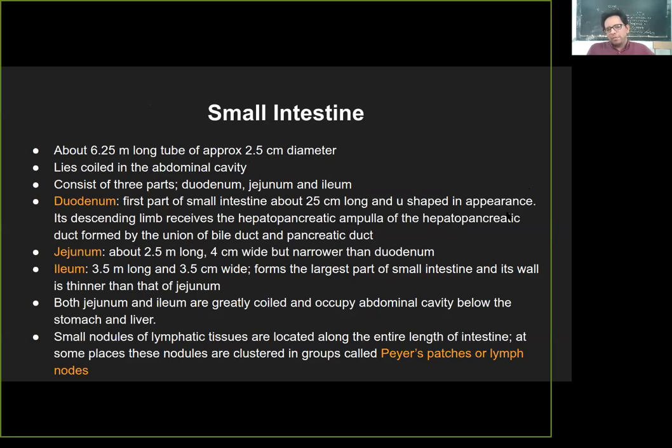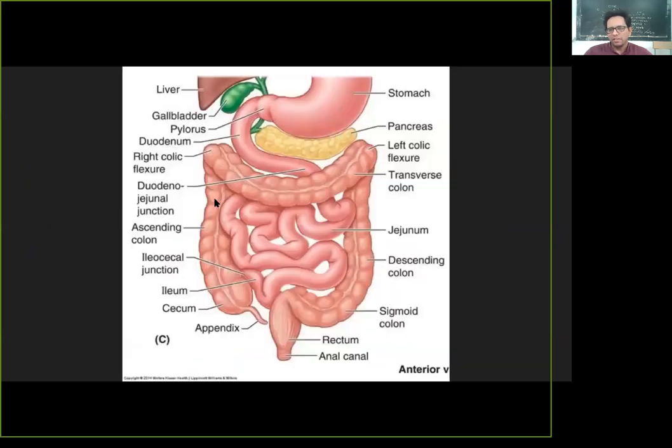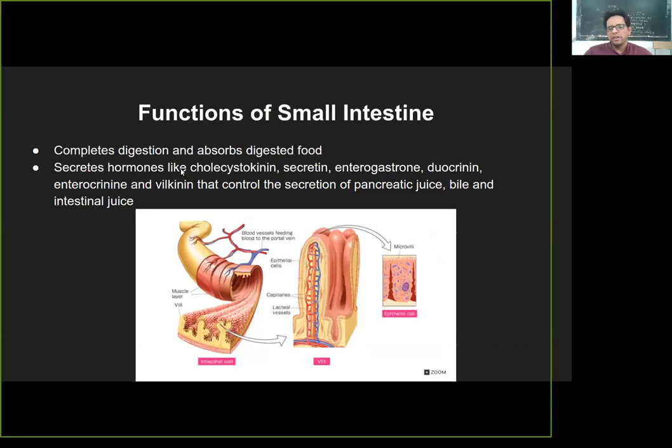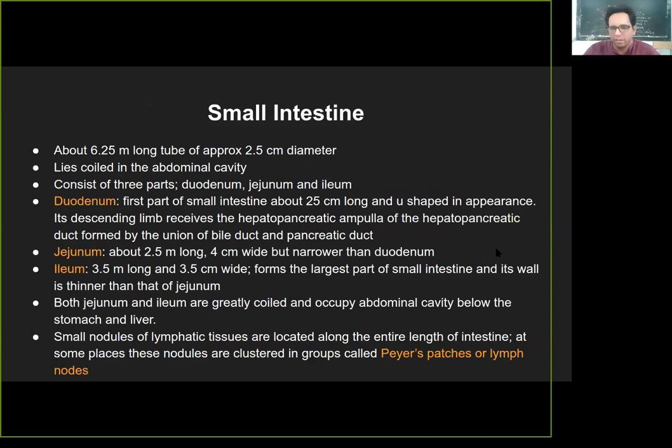Its descending limb receives the hepatopancreatic ampulla. Hepato refers to liver, and pancreatic again refers to the pancreas. Ampulla is a structure or a tube-like region. That is why it is the hepatopancreatic ampulla. The descending limb, descending as in decreasing, right? So this is the descending limb, this one. This descending limb of the duodenum is known to receive the hepatopancreatic ampulla of the hepatopancreatic duct, formed by the union of the bile duct and pancreatic duct.